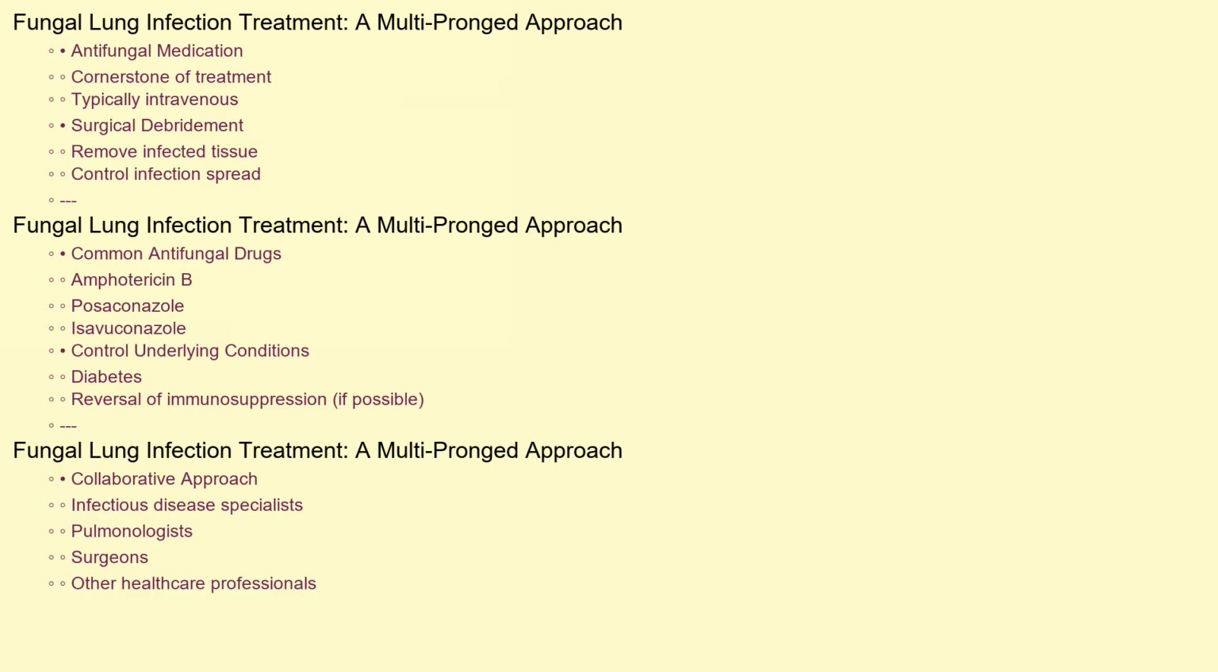Treatment for fungal lung infections is often aggressive and requires a multi-pronged approach. The cornerstone of treatment is antifungal medication, typically administered intravenously. Amphotericin B, posaconazole, and isavuconazole are commonly used antifungal drugs. Surgical debridement, which involves removing infected and necrotic tissue, is often necessary to control the spread of the infection, particularly in cases of mucormycosis. Controlling underlying conditions, such as diabetes, is also crucial for successful management. Reversal of immunosuppression, where possible, improves prognosis. A collaborative approach involving infectious disease specialists, pulmonologists, surgeons, and other healthcare professionals is essential.